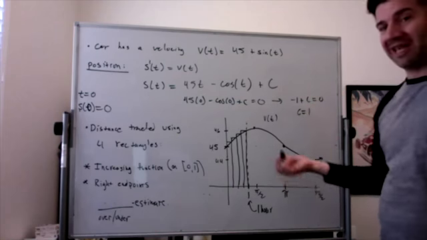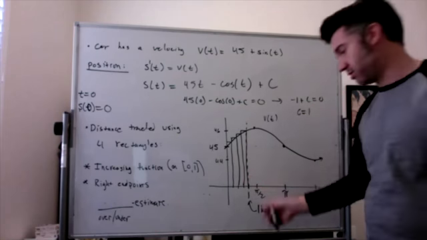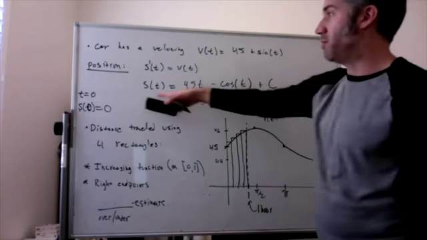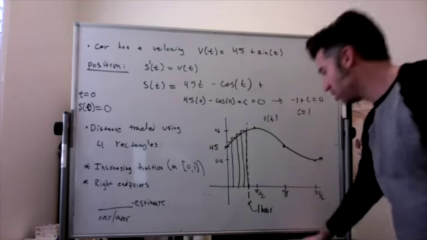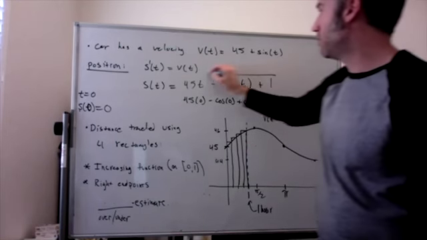So the actual answer to part A of this is that the position function is 45t minus cosine of t plus 1.